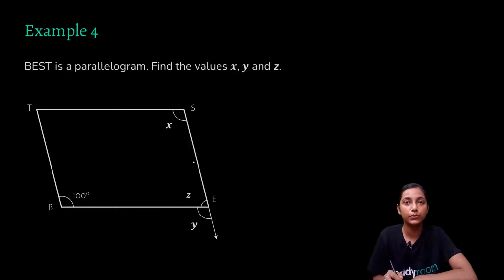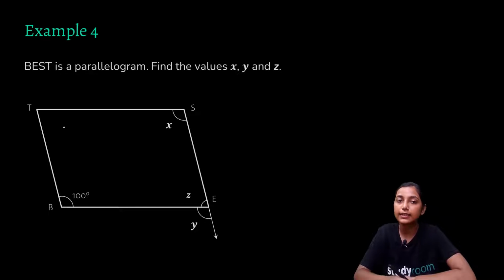Now we are going to use that property. In this example number 4, we are given BEST is a parallelogram. This BEST is a parallelogram that is given to us. We need to find the values of angles X, Y and Z.